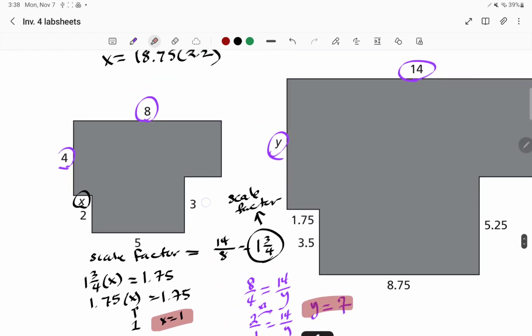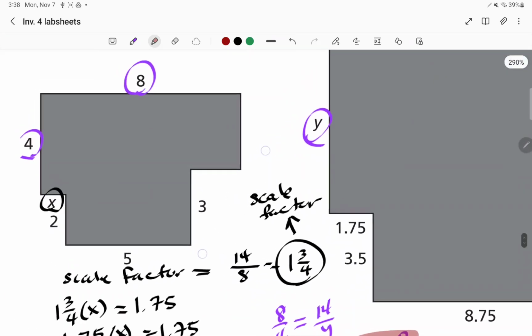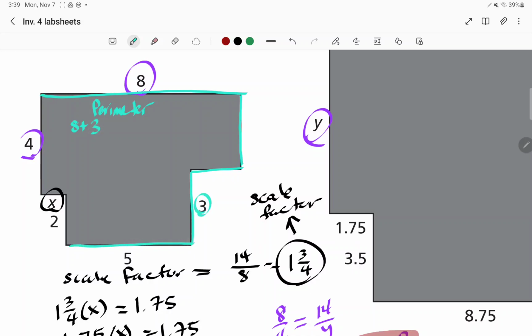First, let's take a look at the perimeter of this figure right here. And I'll use this color for the perimeter. Remember, the perimeter is the sum of the outside. So we're going to find the perimeter. This is 8, so we have 8 plus, we don't know that one yet, we will figure it out. We know this is 3. This is 5.